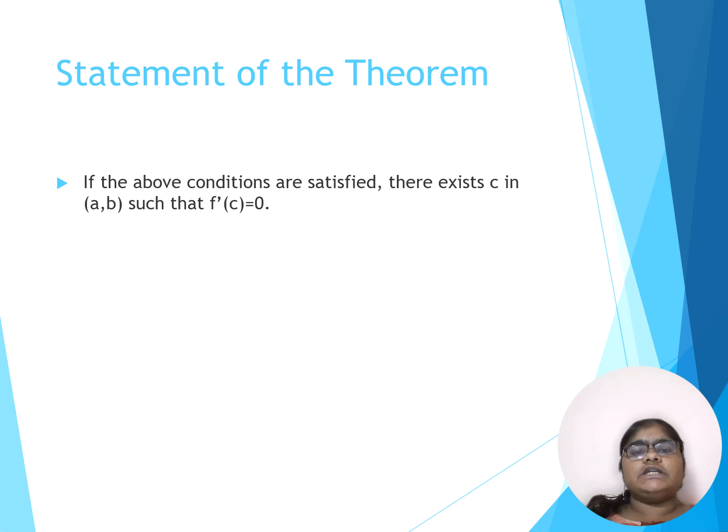Now let's discuss the statement of the theorem. If the above conditions are satisfied, there exists c in the open interval (a, b) such that f'(c) equals 0. If the function satisfies all the above three conditions, there is a point which you denote as c. For finding that point, you take f'(c) equal to 0.